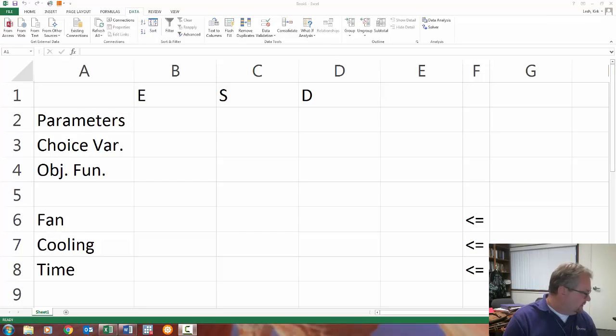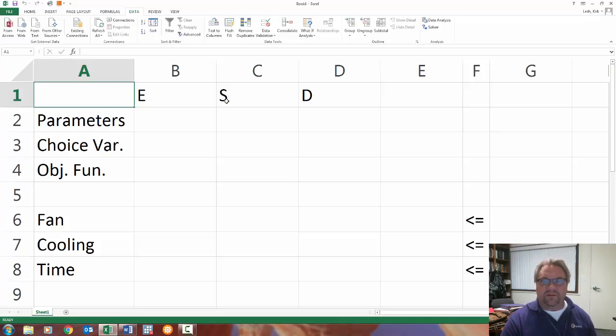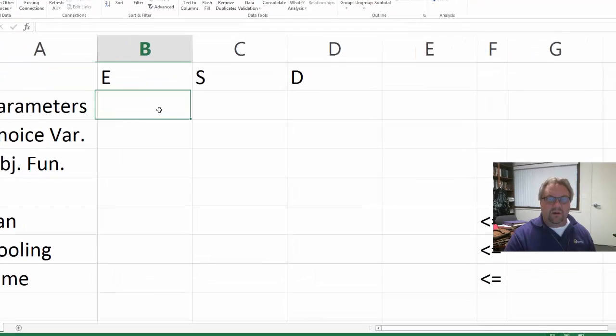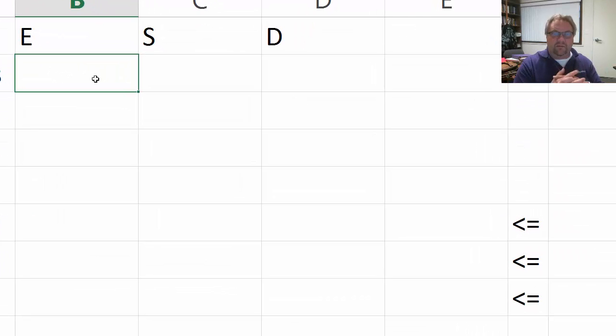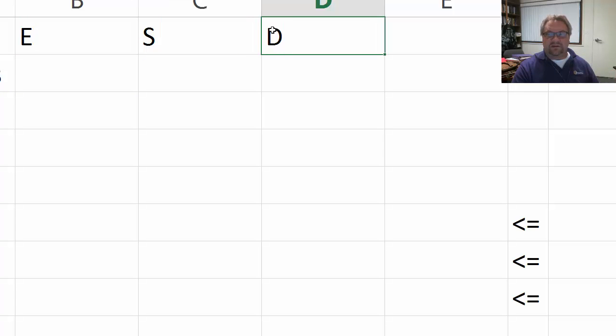Welcome to question 12 from chapter 3. Let me solve this for you. I've got the skeleton created, and now I just need to put in all of my numbers. So the objective function here: here's the economy, the standard, and the deluxe.